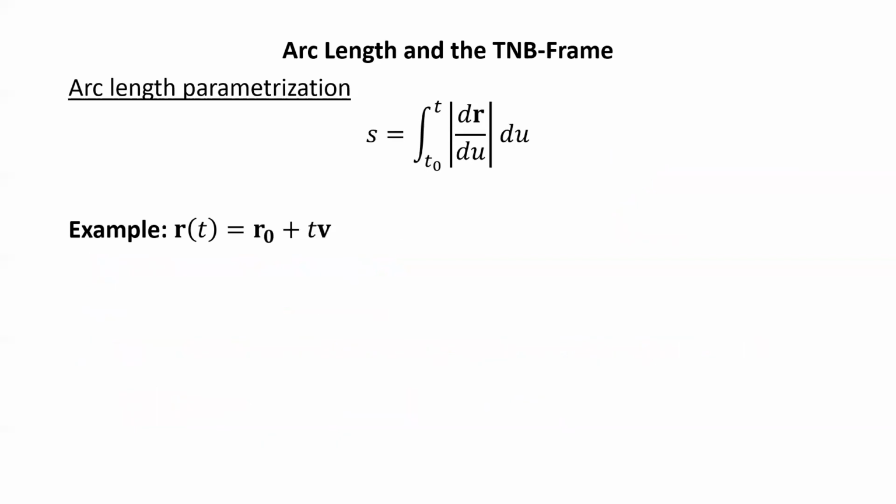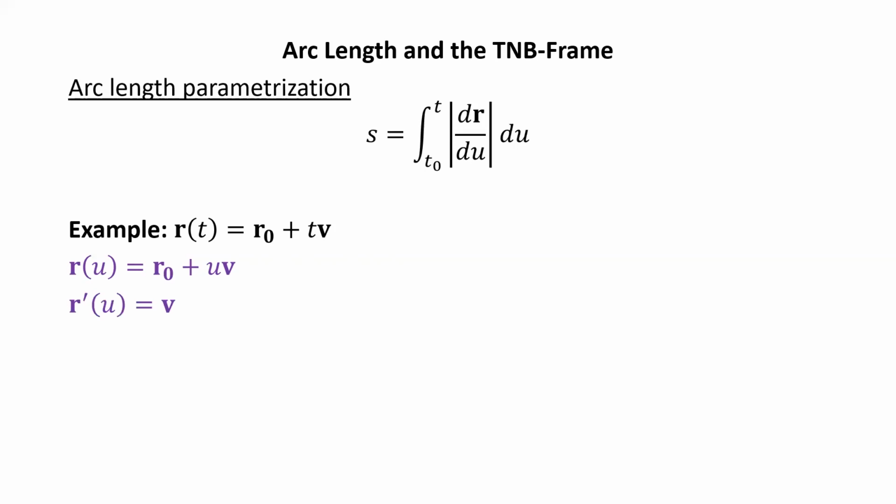Let's try another example. Let's take an arbitrary line parameterized by r of t equals r0 plus tv. Notice that r0 is a given point on the line and v is a vector parallel to the line. Once again, pause the video and try to change this parametrization to an arc length parametrization. Okay, so once again, I'm just going to change the t to a u. R of u is r0 plus uv.